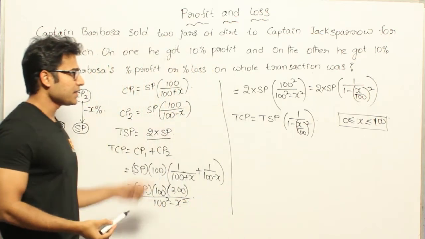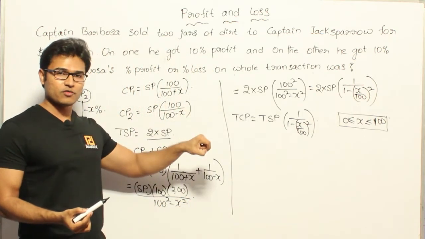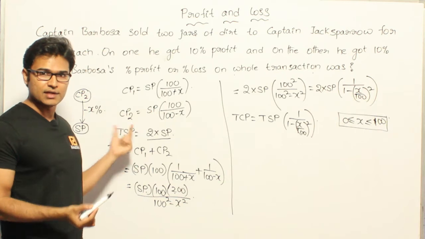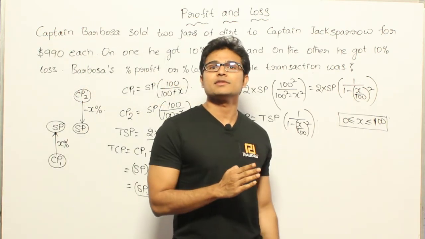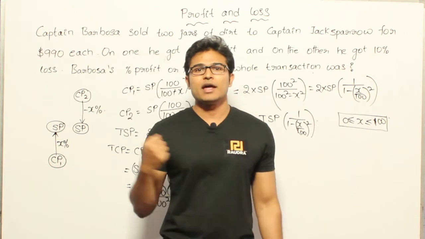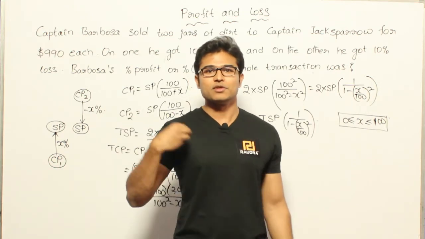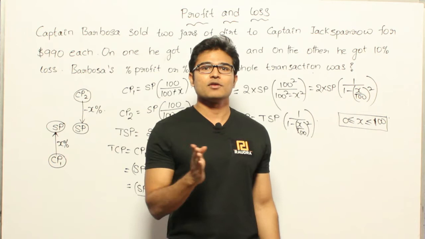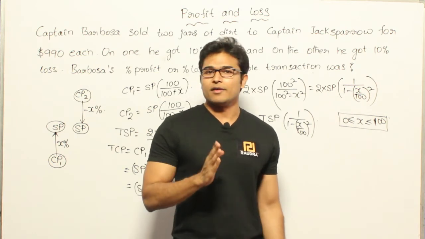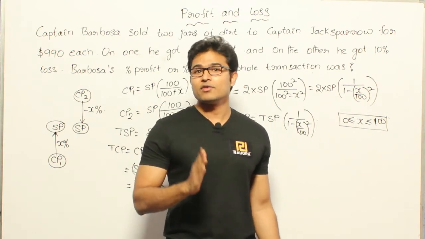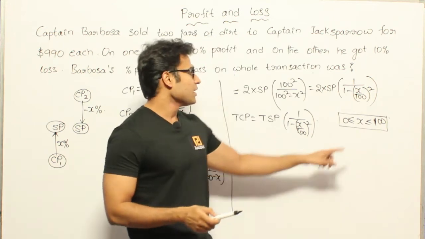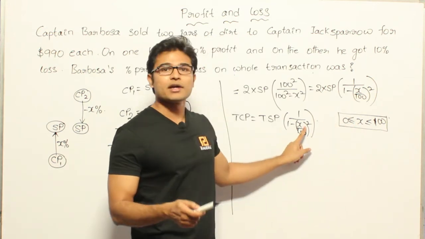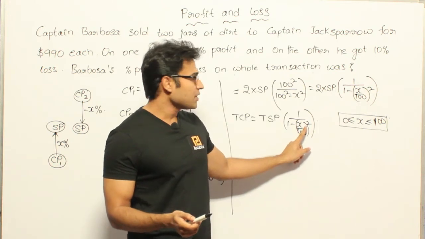See this, since x is representing both profit as well as loss in this case, you will never get a loss of more than 100%. In the worst case, if you buy something and sell it off at 0, which means if you distribute it for free, then you are going to get a loss of 100%. That is the worst case. You will never get a loss of more than 100%. Therefore, this x is never going to be greater than 100. So x is a number less than 100.